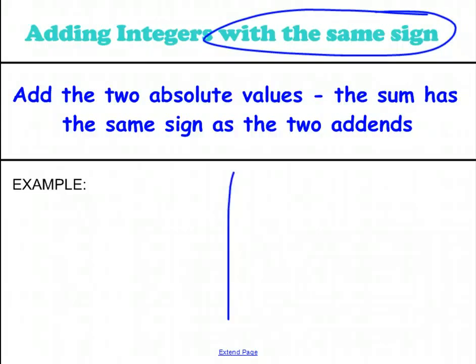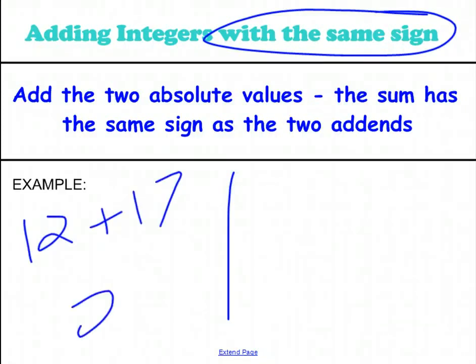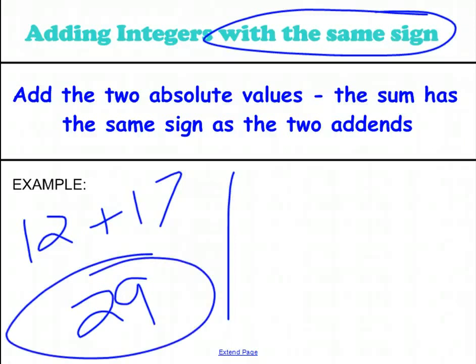So in this case, we might have 12 plus 17. Well, 12 plus 17 we know is 29, because we can add them up in our place value columns. 2 ones plus 7 ones is 9 ones. 1 ten plus 1 ten is 2 tens. And we get a positive 29.